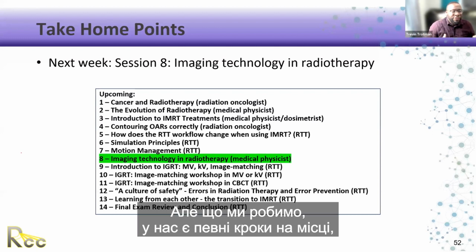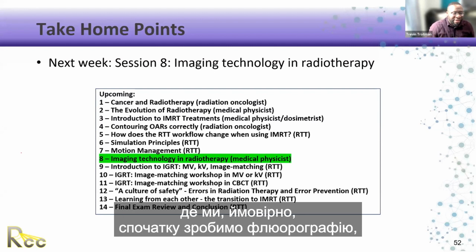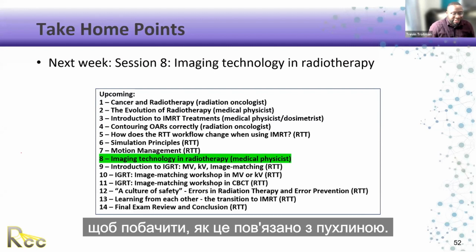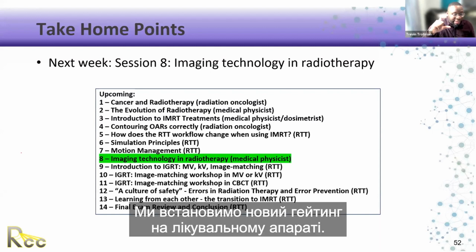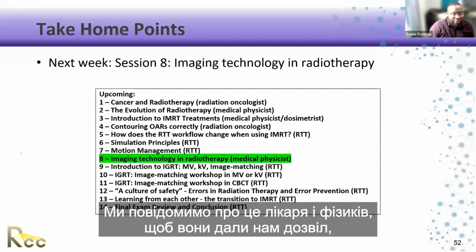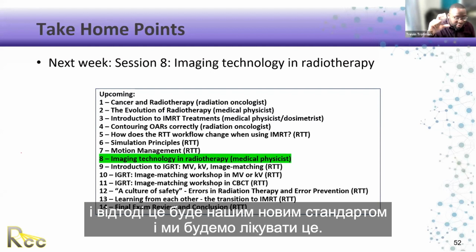But what we do, we have certain steps in place where we'll probably take a fluoro first, just to see how that is in relation to the tumor. We'll establish a new gate at the treatment machine. We'll let the doctor know and physics know, they give us an okay. And then from there, that'll be our new standard. Next treatment, we'll go ahead and treat that.